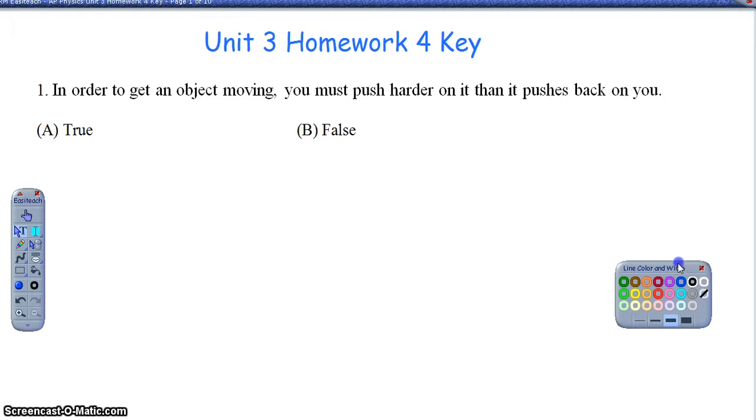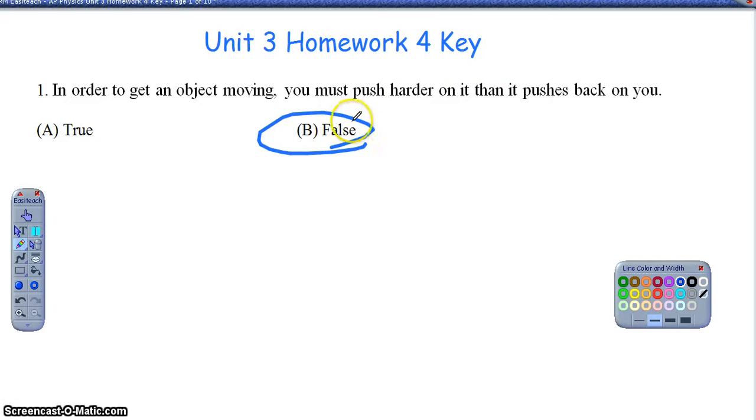Okay, so for the first part of homework 3-4 here. Question 1, in order to get an object moving, you must push harder than it pushes back on you. Hopefully we all saw through that pretty quickly, but that is false, right? We know that anytime we exert a force, there is always an equal and opposite force. So no matter how hard you push, the object will always push back on you equally hard.